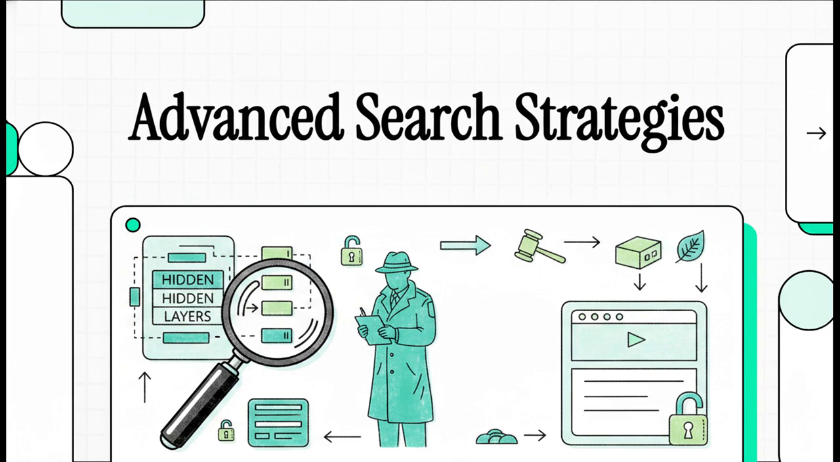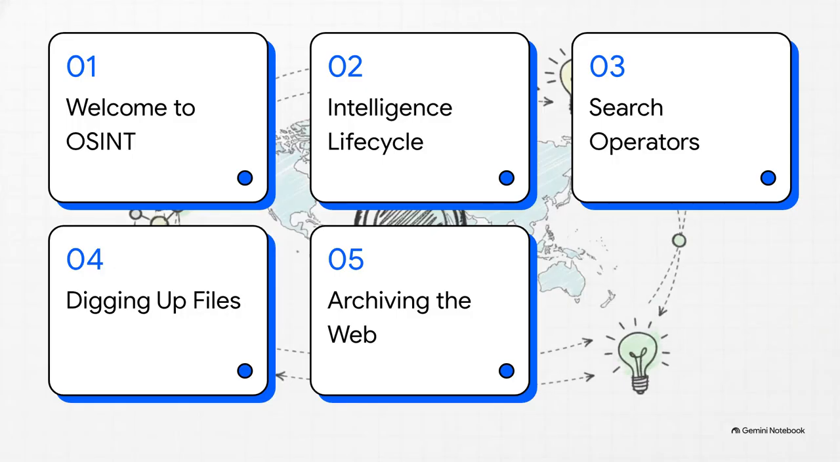We're going to break down how to locate publicly available information using open source intelligence, or OSINT techniques. And we'll be building this from the ground up with a major emphasis on the ethical, legal, and responsible use of these incredibly powerful tools. Let's dive in. Here's our roadmap for today. We'll start with the basics of OSINT, move on to a professional intelligence lifecycle, and then arm you with some serious search operators and archiving tools.